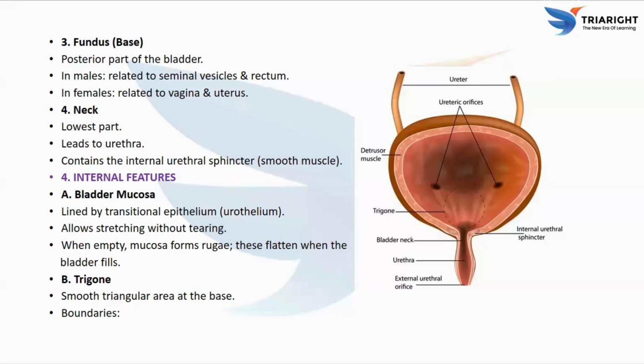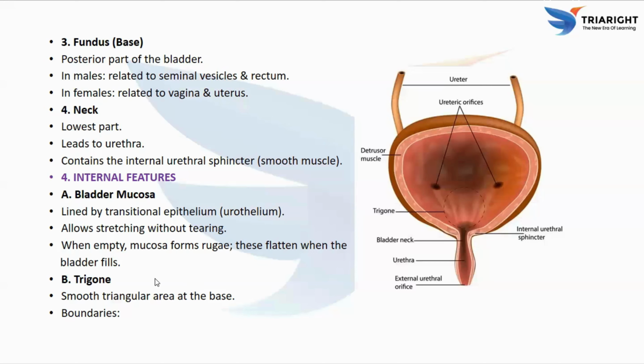So next is rugae. So when the bladder is empty, the mucosa forms folds called rugae. So when the bladder fills, the rugae flatten out to allow the expansion. So this transitional epithelium has the property of changing the shape of the cell. So these are round when relaxed and flat when stretched. So this is why the bladder can hold large amounts of urine without damage. So this is the first feature, the bladder mucosa.